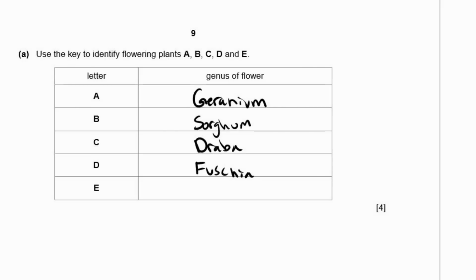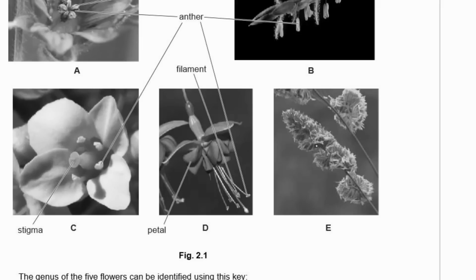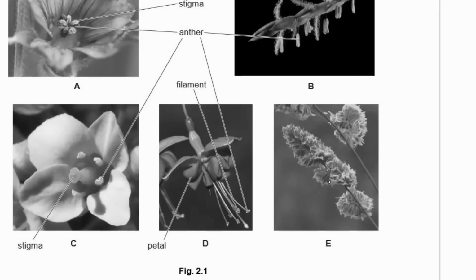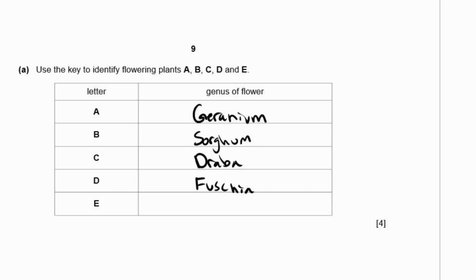And then E. Again, are the petals present and large? Nope. If the petals are there, I don't know if those are petals or not, but they're very tiny. So the petals are absent or very small. Go to 4. Are the anthers large and hanging on long filaments away from the flower? No, they are not. So let's see what it is. So that means E is Dactylis. Okay, that is the answer to this question.